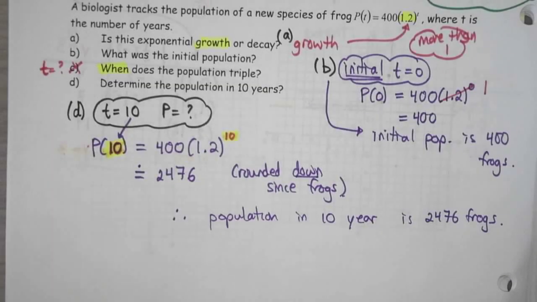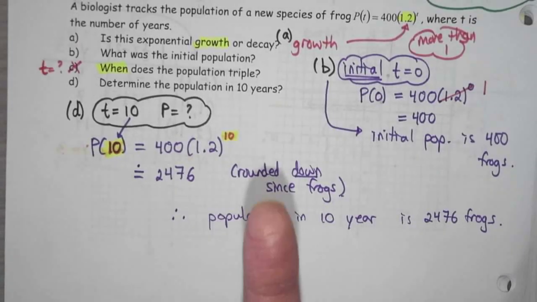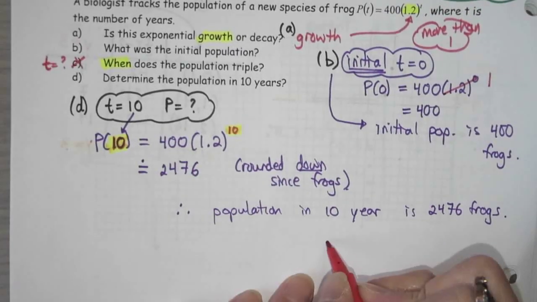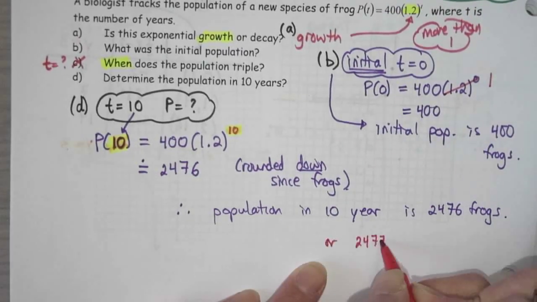Any questions with that? I guess not. You can just leave it. I would accept 2476, and if you want to round down, because mathematically it rounds up, I would say I rounded down because it's frogs. And I would accept 2477, because mathematically we're supposed to round up. I just think that logically it seems a little weird. But I would accept both. The nearest frog, that's right. So I'll put that down, or 2477 frogs.